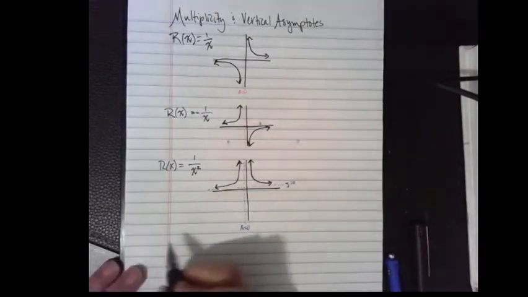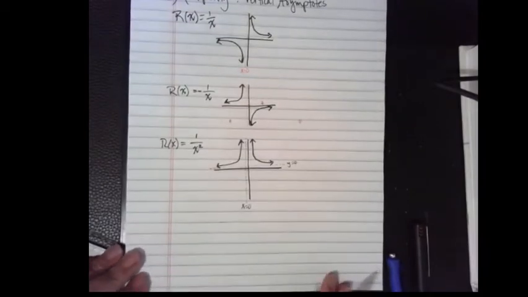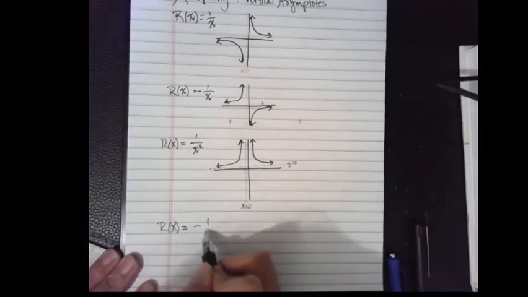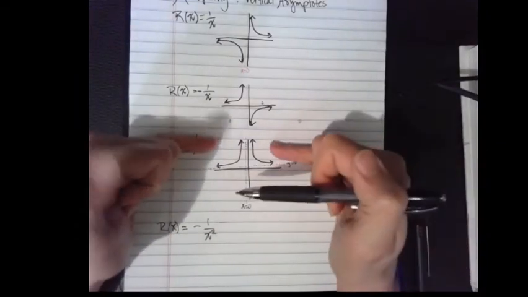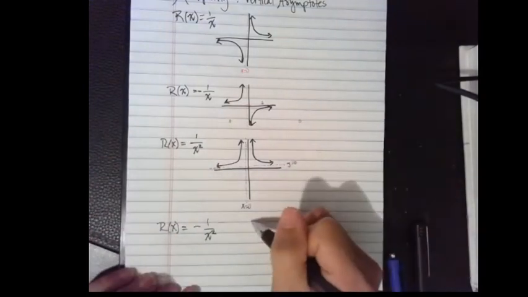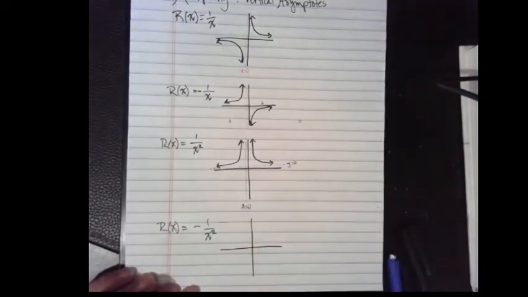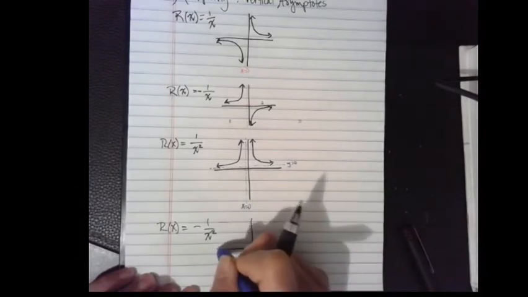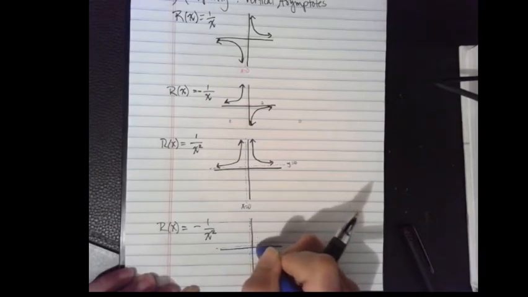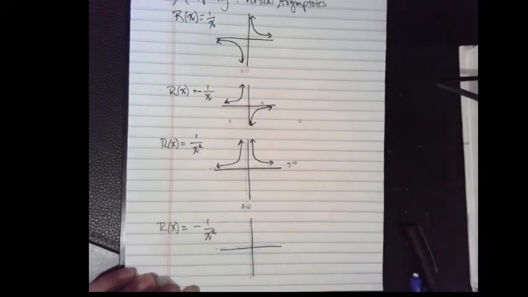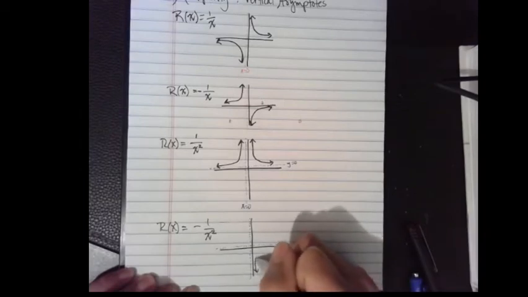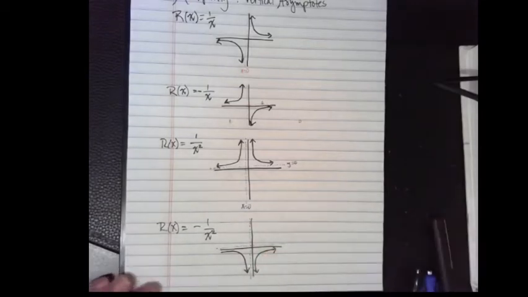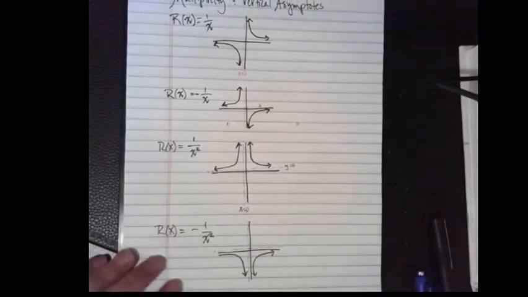Okay. And once again, finally, let me scoot up just a little bit. If I'm looking at r of x equals negative 1 over x squared, I would expect this to flip upside down. And indeed it does. So still have my asymptotes. And this graph would look like this. Okay. So how does this relate to multiplicity?